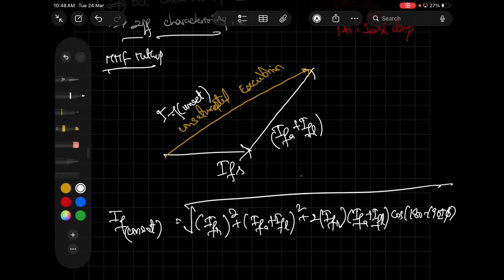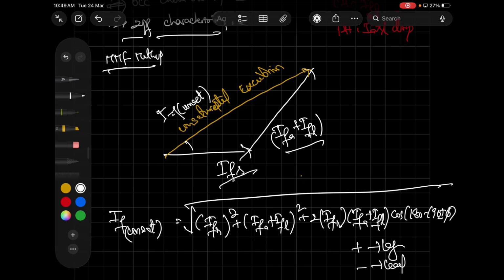Instead of IFA, I am replacing the terms here. One phasor is IFR, other phasor is IFA plus IFL. So the resultant is this one. Okay, this is the 5 here. The resultant is IFR whole square plus IFA plus IFL whole square plus 2 into IFR into IFA plus IFL into cos of 180 minus 90 plus or minus 5, where plus indicates lagging load and minus indicates leading load here.